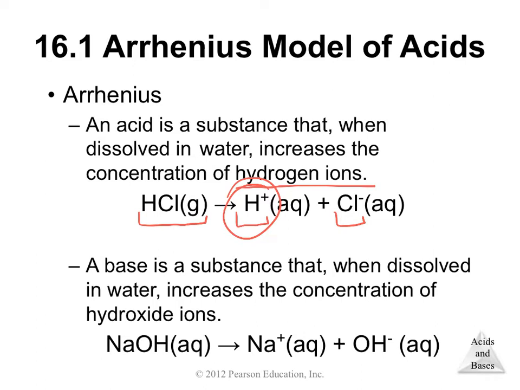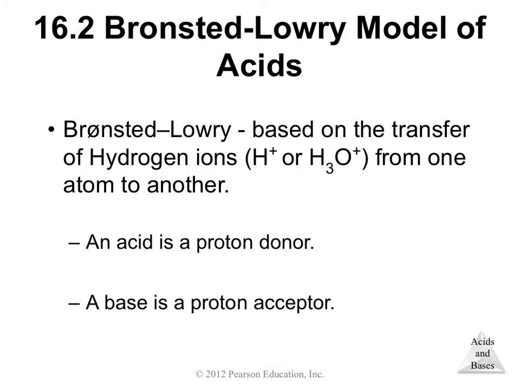Following that definition, a base is a substance that, when dissolved in water, increases the concentration of hydroxide ions. Hydroxide is the OH- ion. Something like sodium hydroxide breaks into sodium ion and the hydroxide ion. So Arrhenius's model of the acid is very good, but its base is really limited. Arrhenius only calls things that have the hydroxide ion a base, and scientists know from experience in the lab that bases don't always have hydroxide ions.